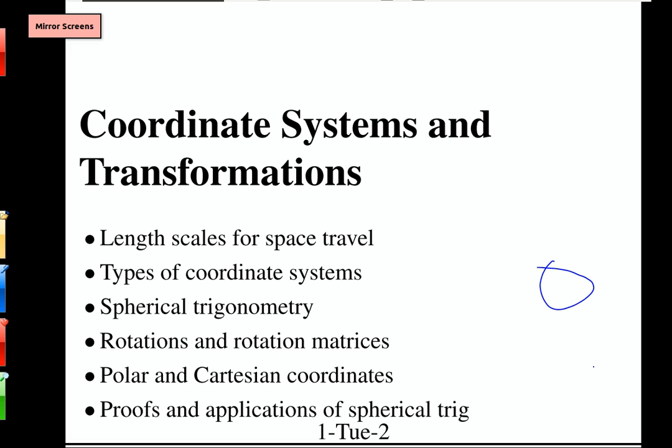If we're working in interstellar space, which mostly we don't do, we have only a couple of spacecraft that have even left the solar system, let alone gone to other stars. But astronomers, of course, work in longer length scales, and we'll talk about those briefly.